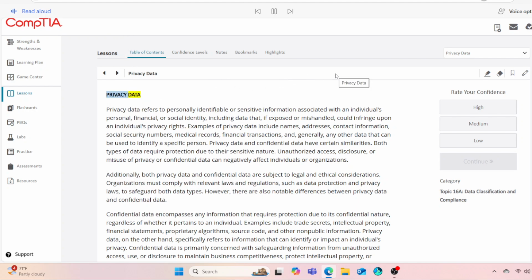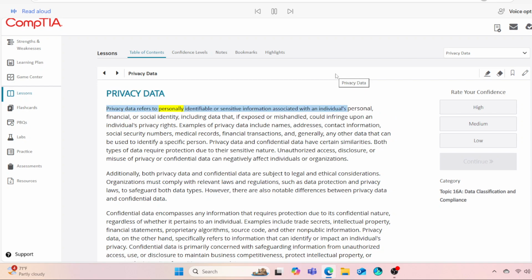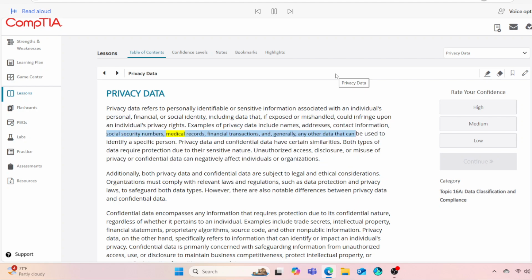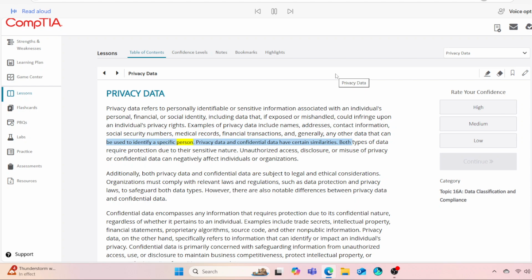Privacy data. Privacy data refers to personally identifiable or sensitive information associated with an individual's personal, financial, or social identity, including data that, if exposed or mishandled, could infringe upon an individual's privacy rights. Examples of privacy data include names, addresses, contact information, social security numbers, medical records, financial transactions, and, generally, any other data that can be used to identify a specific person.